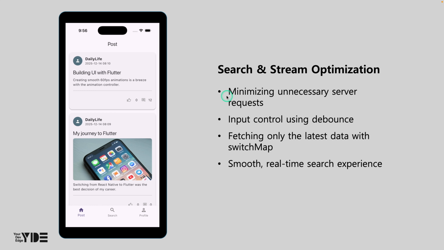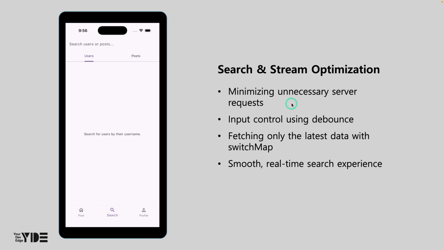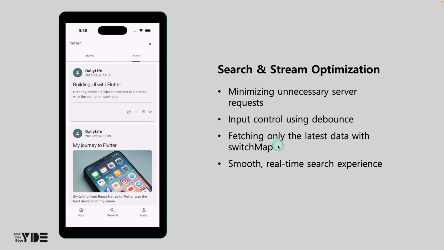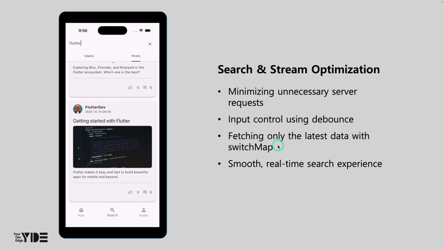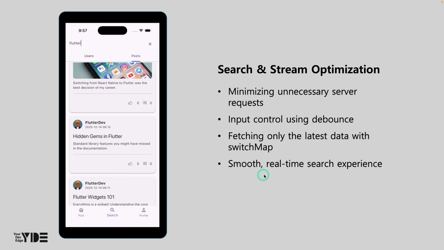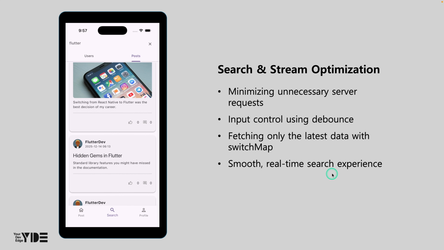The search page employs advanced stream control techniques such as debounce to reduce unnecessary server requests and switchMap to fetch only the latest data. It delivers a production-grade search experience that responds smoothly with every keystroke.